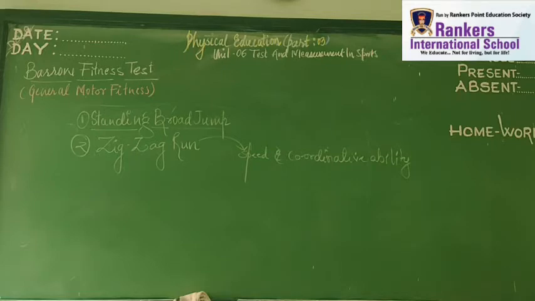Measurements were taken from the toes at the takeoff line to the back of the heel. Back of the heel. If the student touches the starting line on the takeoff, they are disqualified. The takeoff line should not be touched. What do these tests measure? Standing broad jump measures the explosive power or explosive strength of the leg muscles.